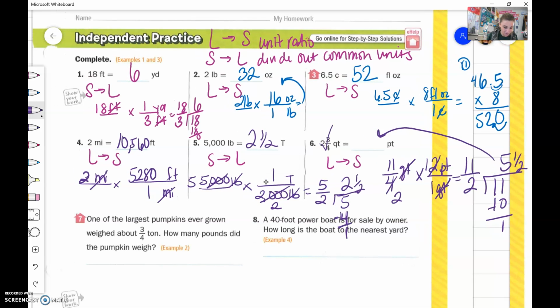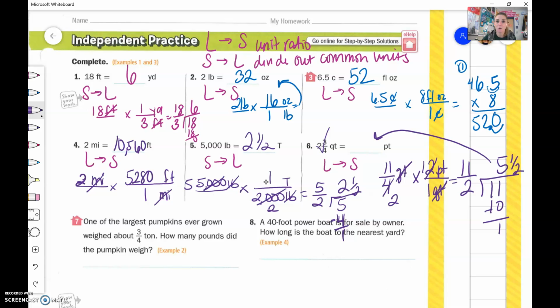So there was 7 more minutes of some more examples. Again, biggest thing is go through and write down whether you're going from large to small or small to large.